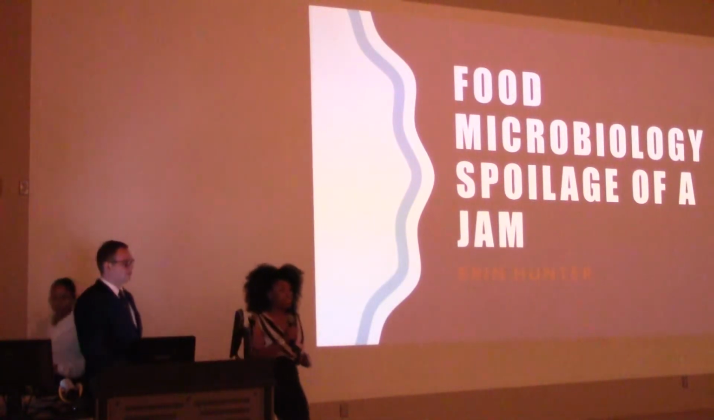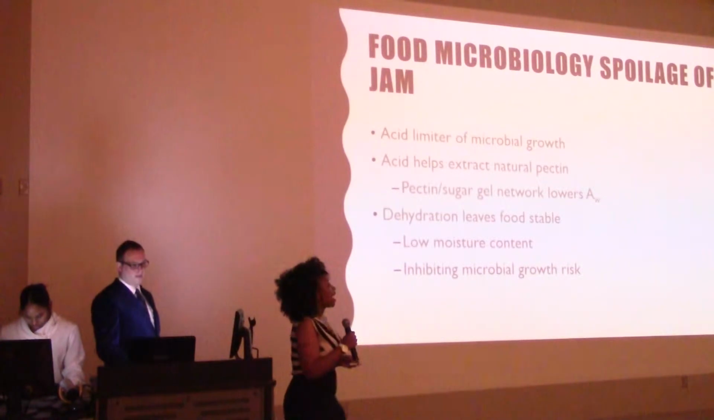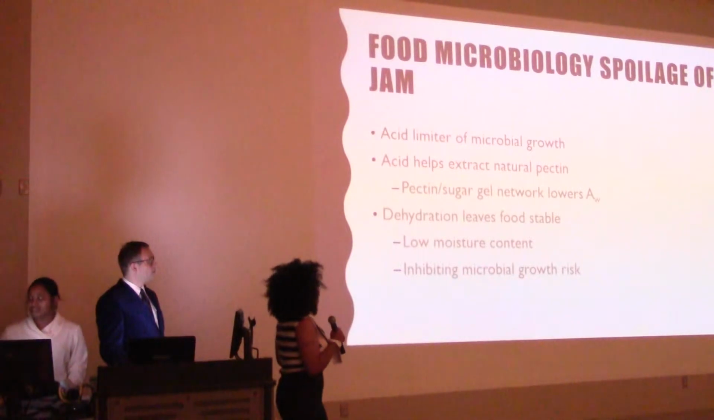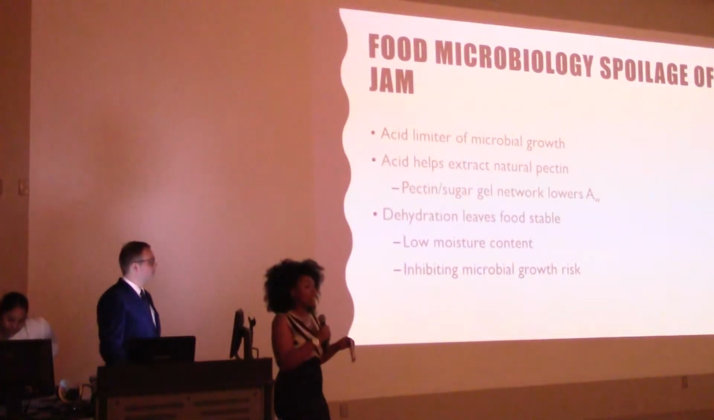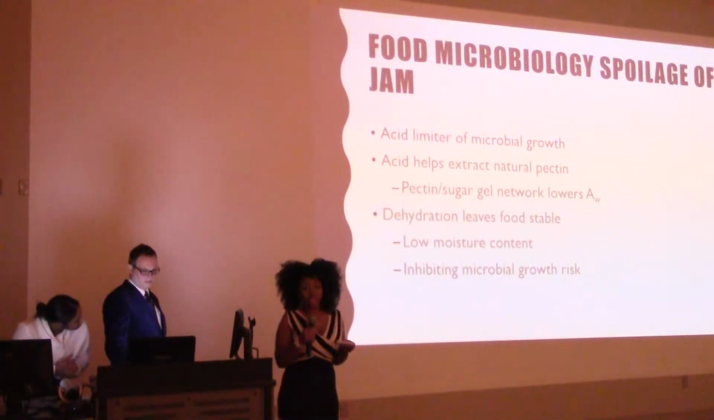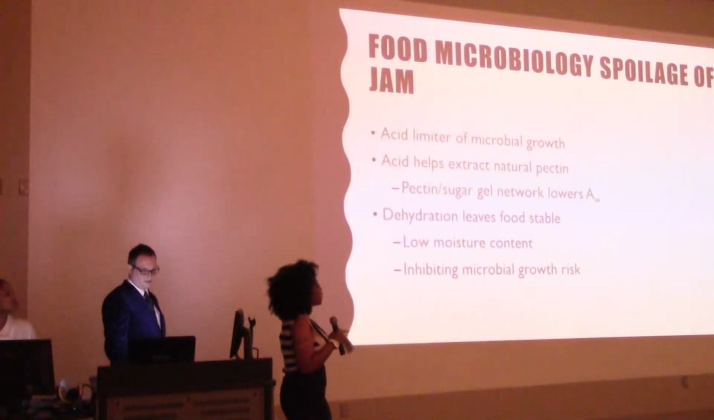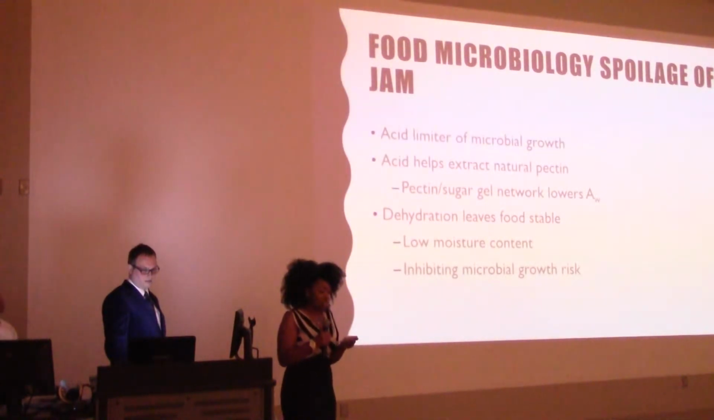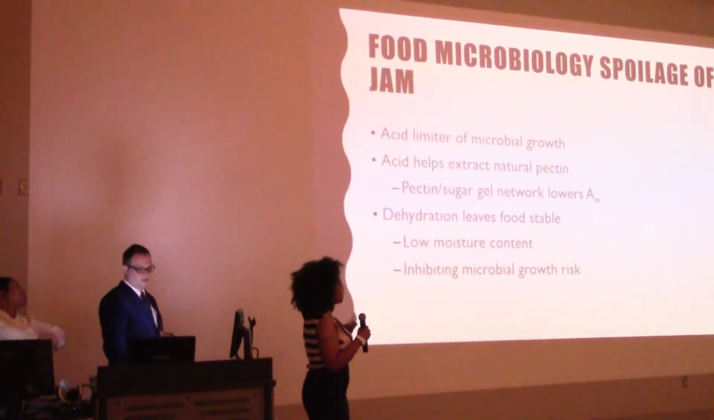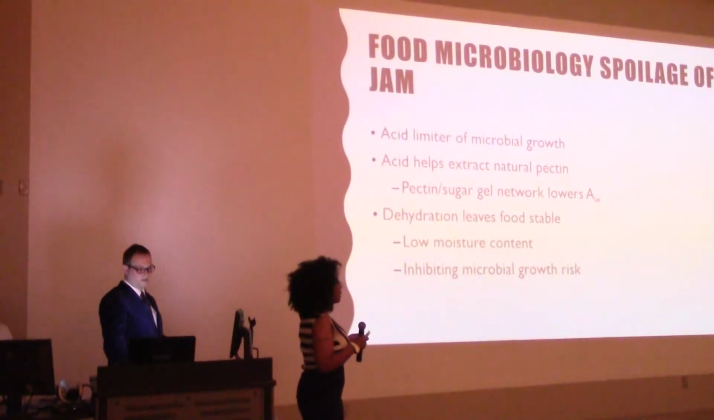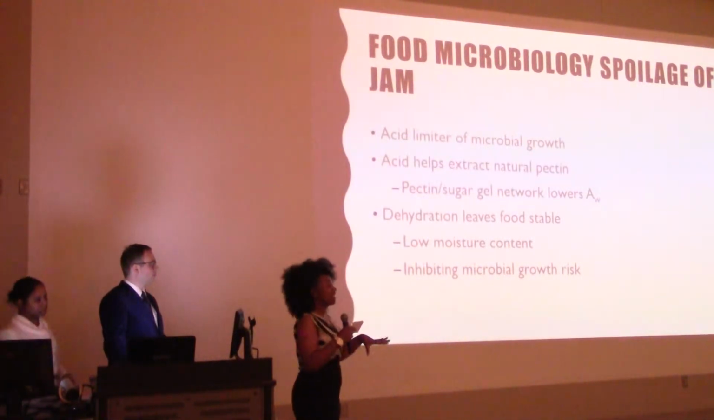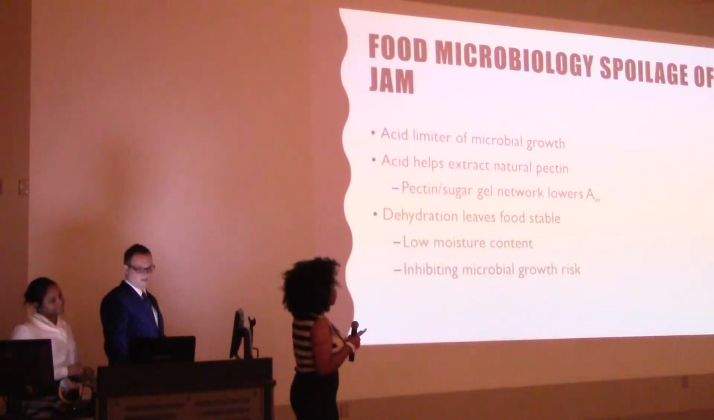Okay, I'll be discussing the food microbiology of jams. Jam is typically known as a low pH, high acid food product. The acid in the product actually extracts the natural pectin, which aids in lowering the water activity. You also can have your food go through a dehydration process, which drives off the moisture, leaving the food stable and helping to lower the water activity and the moisture content as well. And all of this inhibits microbial growth in the jams.